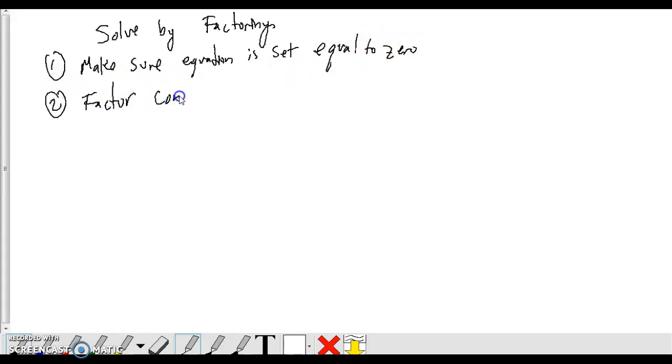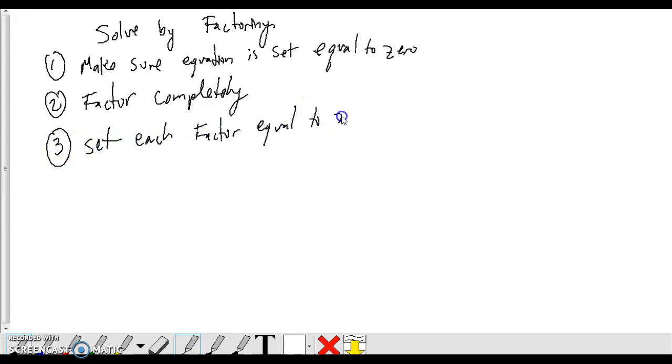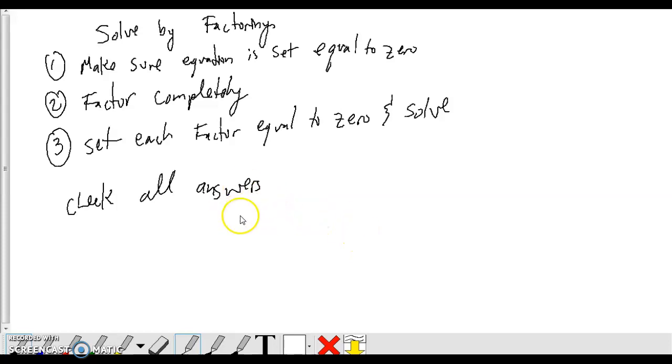Factor completely, whatever that means to you. And then finally, set each factor equal to 0 and solve. All right, and again, we want to make sure to check all answers. It's a good habit because we are going to see some problems where, when we check our answers, it's not going to give us an answer. So when we come back in part 2, we'll start with some examples on factoring.